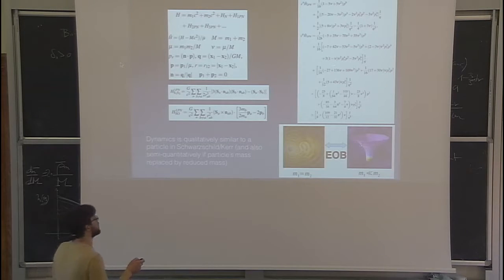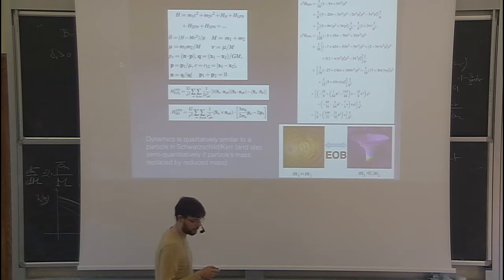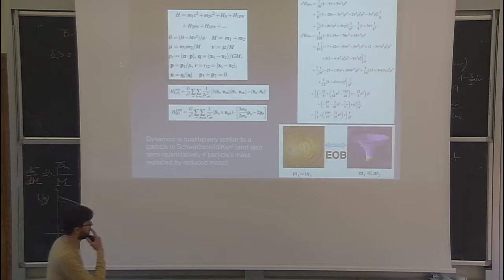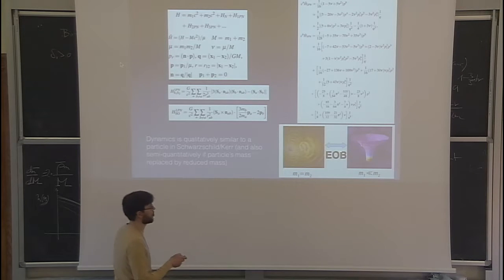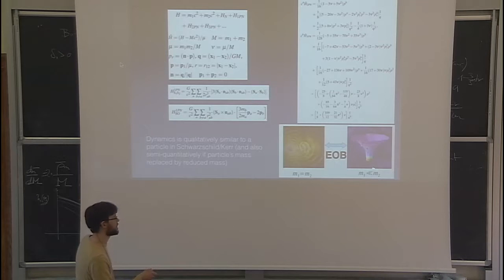Currently, this Hamiltonian is known to 4PN, and some results are known to 5PN, just as of last week. This Hamiltonian also includes the effects of the spins. So it's a very complicated calculation, but qualitatively, the physics is similar to that of a particle moving in a Schwarzschild or Kerr black hole.